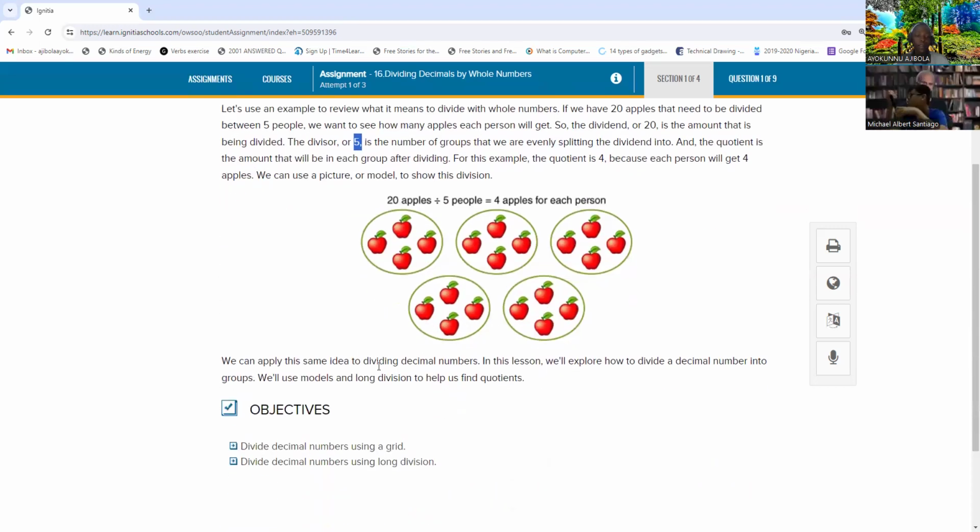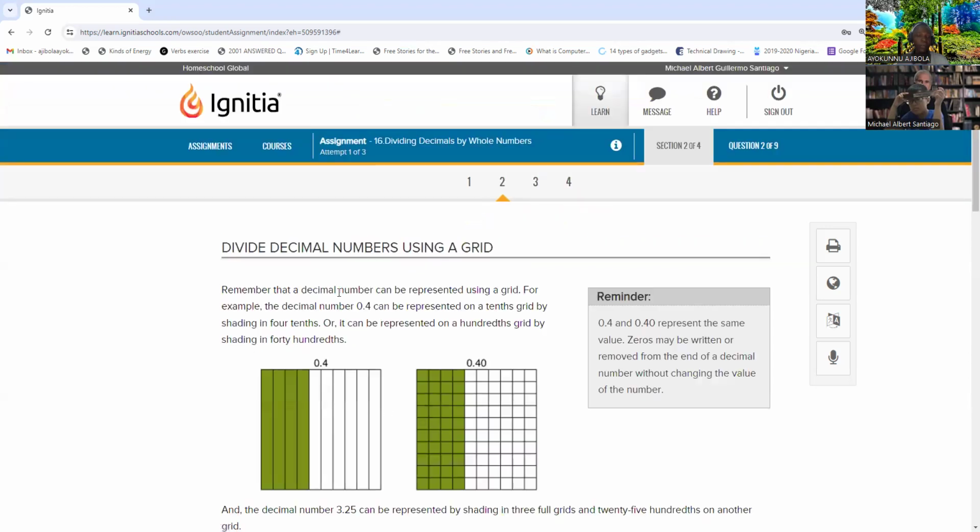So we can apply this same idea to dividing decimals. In this lesson, we will explore how to divide a decimal number into groups. Okay? We will use models and long division to help us find quotients. So let's go to the next section.